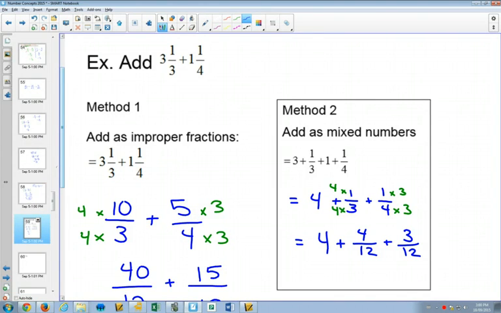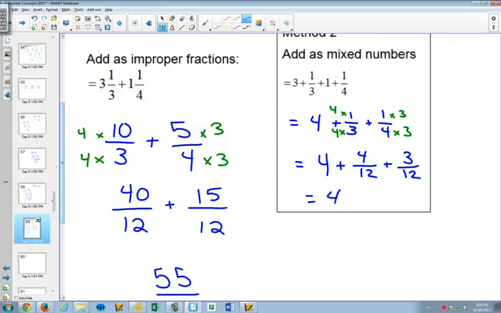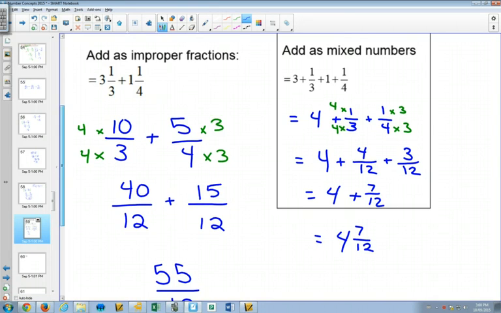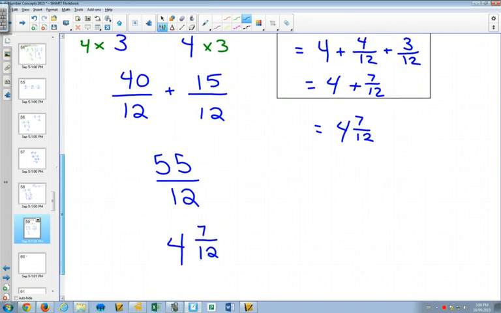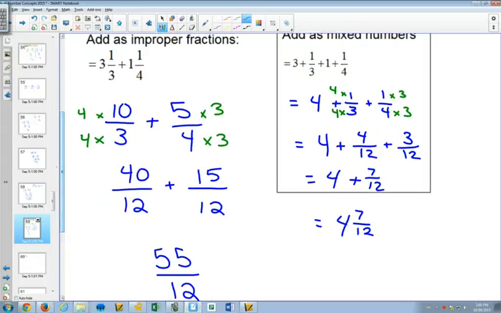And now, what is 4 over 12 plus 3 over 12? 7 over 12. So I have 4 plus 7 over 12, which, if you write it as a mixed fraction, is 4 7/12. Did I get the same answer? Yes. So you have to decide, for adding, what do you like better? Do you like adding the whole numbers together and adding the fractions together separately and then putting it together in the end? Or do you like changing it to an improper fraction first, then adding it?